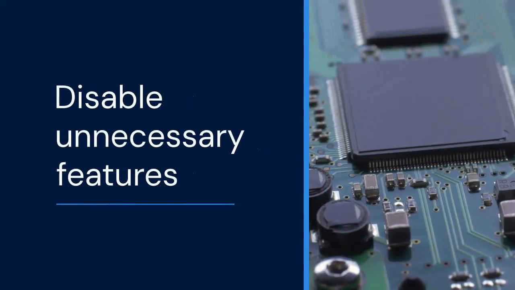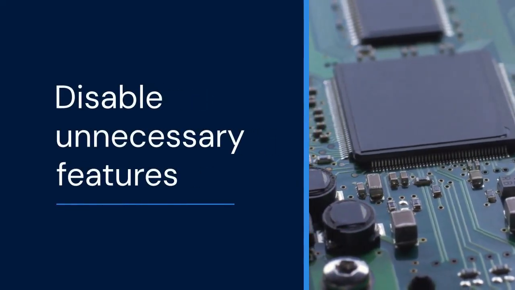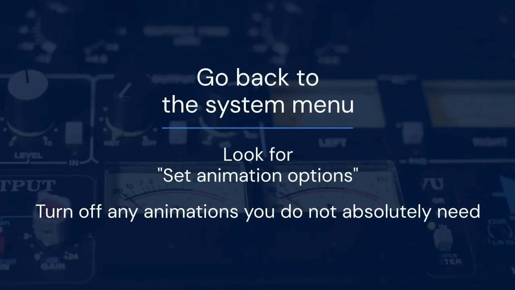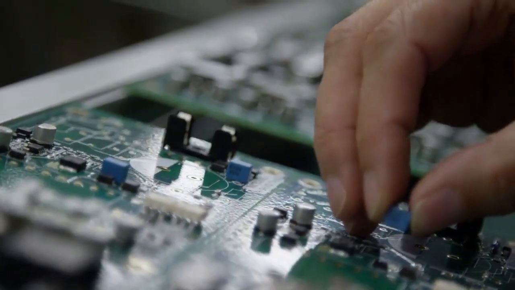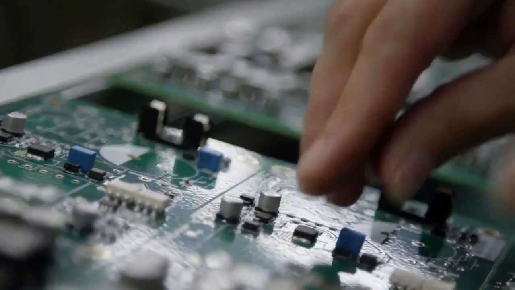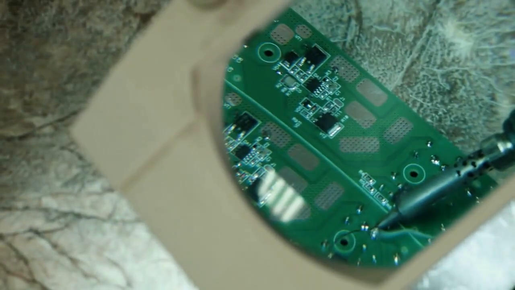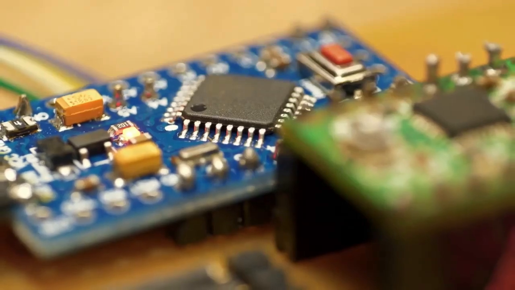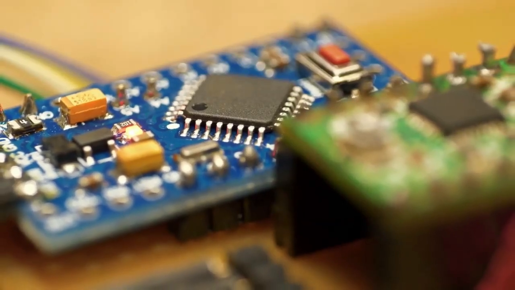Another helpful step is to disable unnecessary features. Go back to the System menu. Look for Set Animation options. Turn off any animations you do not absolutely need. For example, you can disable Show Wire Current Flow. Also, disable Show Component Values if they are not critical for your current task. These visual animations consume extra CPU resources.